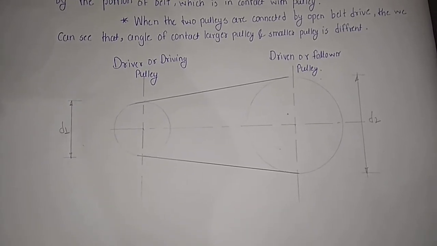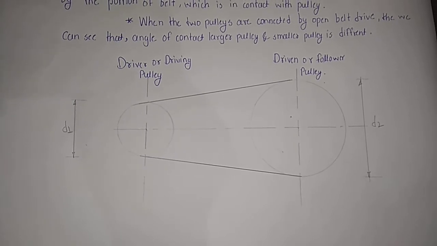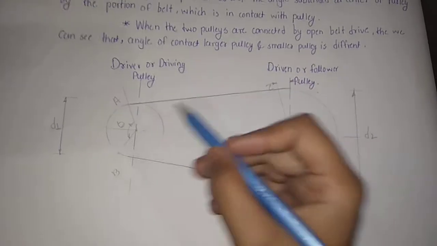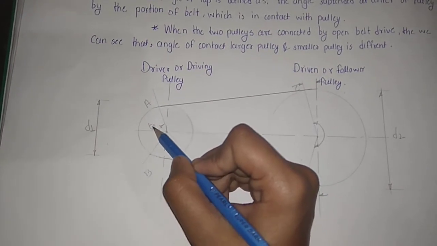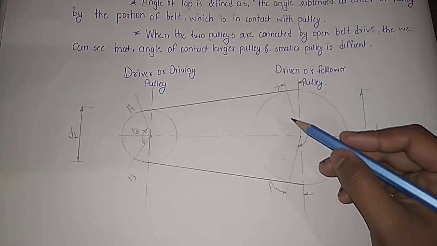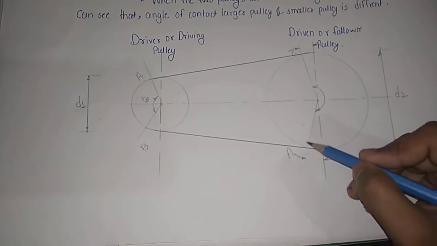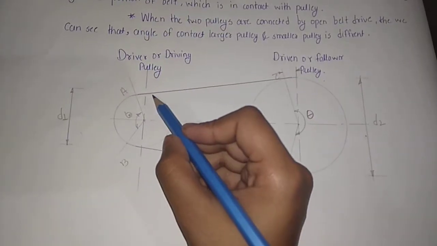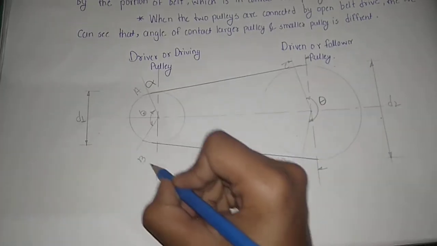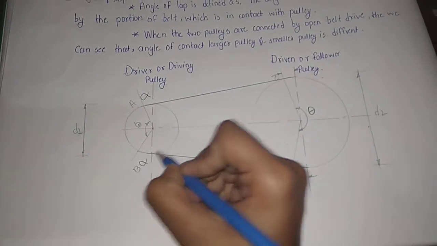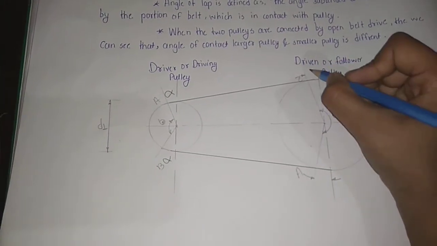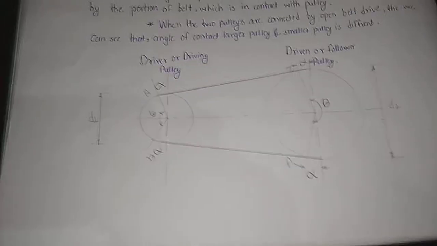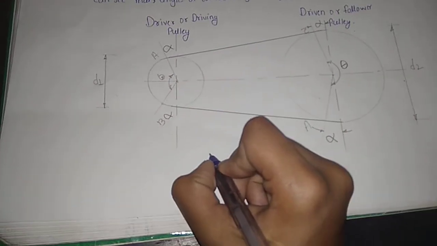After drawing the two circles, join them and they look similar to this geometry. Here you can see the arc between A and B is theta, and in the larger pulley the arc between C and D is also theta. The angle between the center line and A is alpha, and the angle between the center line and B is also alpha. In the larger pulley, the angle between C and the center line is alpha, and similarly between D and the center line is alpha. That is the geometry of the open belt drive.